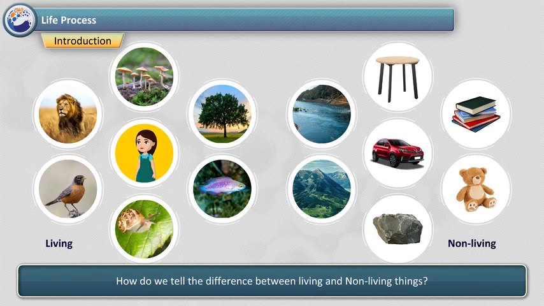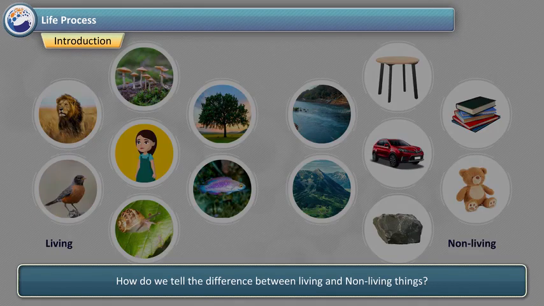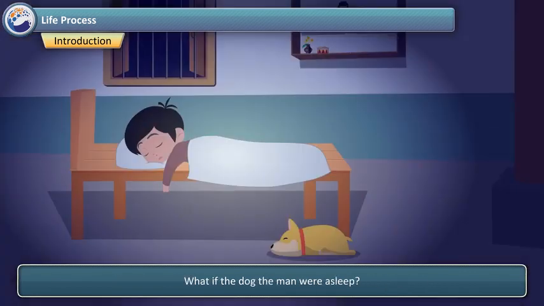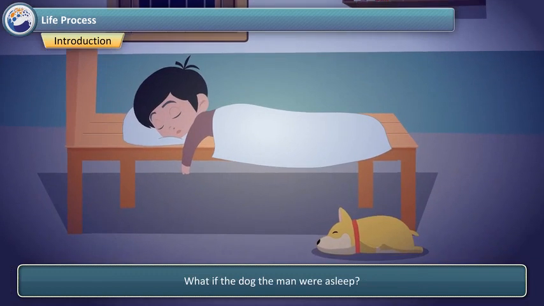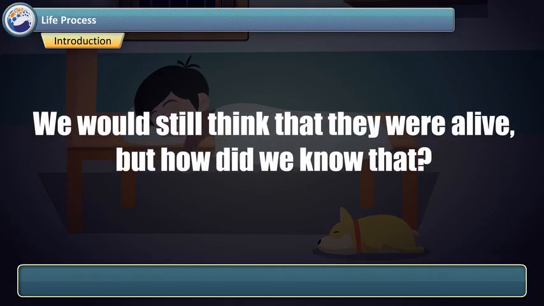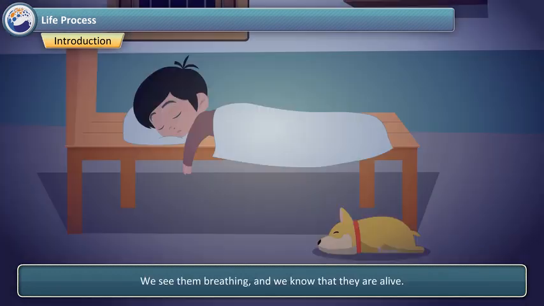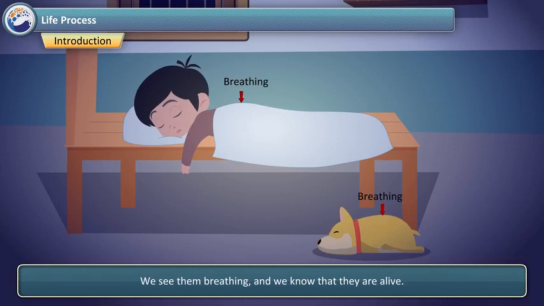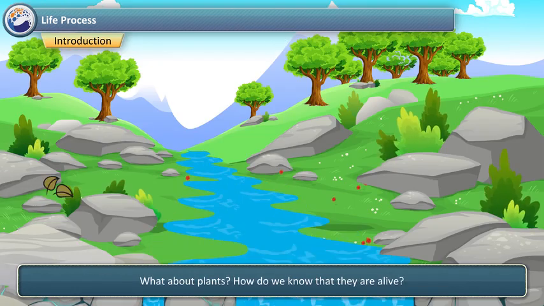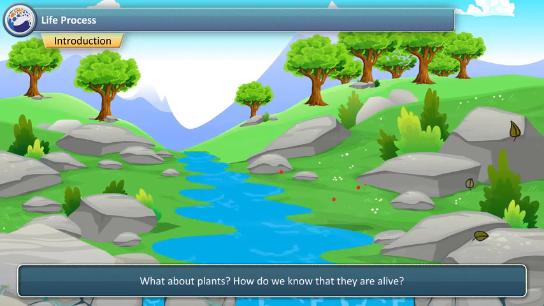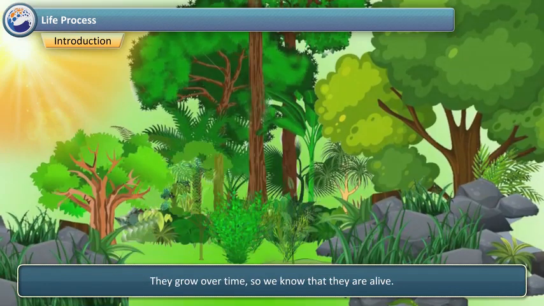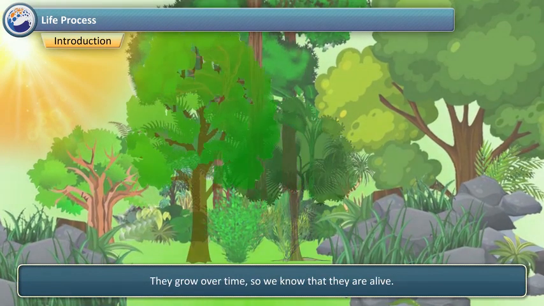processes. How do we tell the difference between living and non-living things? What if the dog and the man were asleep? We would still think they are alive, but how did we know that? We see them breathing and we know that they are alive. What about plants? How do we know that they are alive? They grow over time, so we know that they are alive.